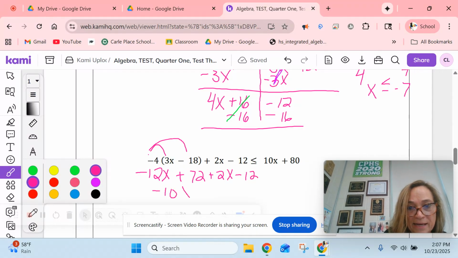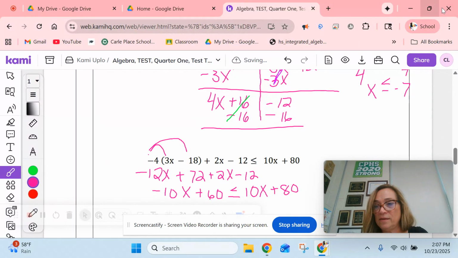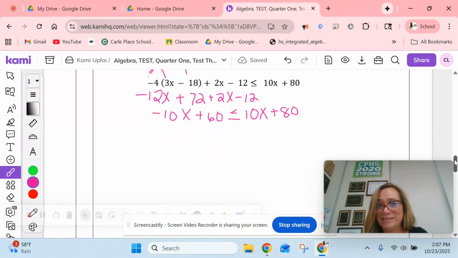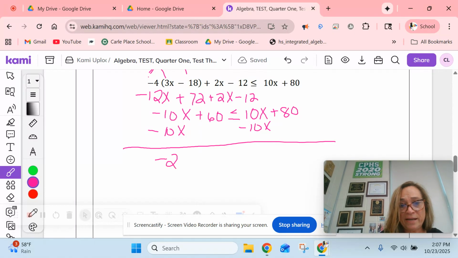That's minus 10x plus 60. So negative 12 plus 2 is negative 10. 72 minus 12 is 60. Less than or equal to 10x plus 80. Be careful. I think right now some of you are thinking, oh, infinite or no solutions, but positive 10 and negative 10 are not the same number. So I'm going to subtract 10x from both sides. Please don't tell me that that's a 0. It's a negative 20.